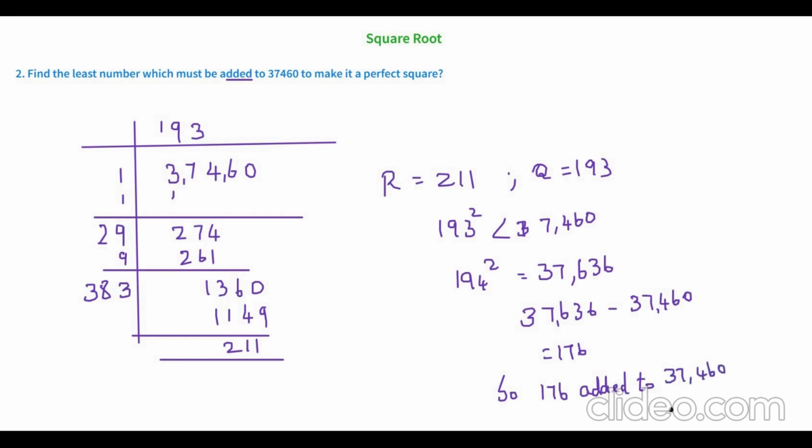37,460. Isn't it easy? This is a little different question. Whatever is our remainder, we will leave it as such. We will take the quotient 193. 193 square is not equal to this. So we will take the next digit, which is 194 square, and we will find what 194 square is and subtract it from the given number.